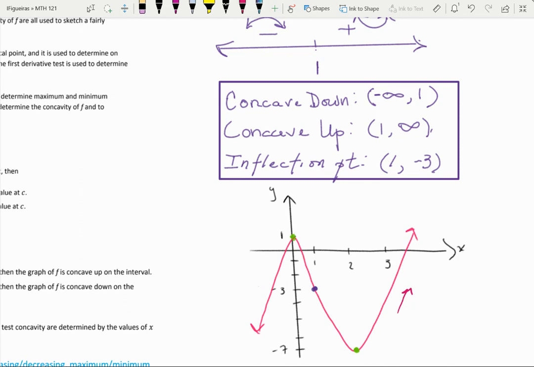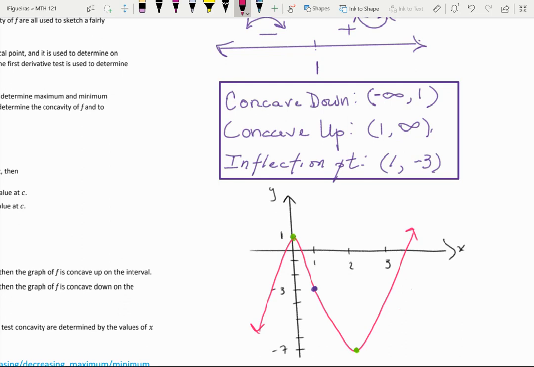Let's look if it matches with the second derivative. Second derivative told us that it's concave down from negative infinity to 1. So this certainly looks like it is concave down from negative infinity to 1, and then it transitions to concave up from 1 to infinity. And we have an inflection point at (1, -3). So I made my inflection point purple, and my green points are maximum and minimum points.